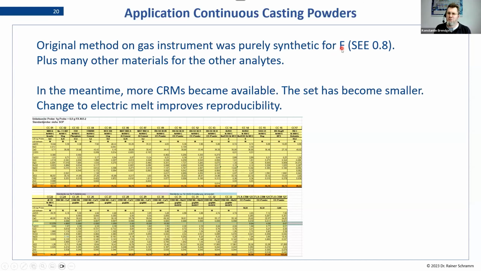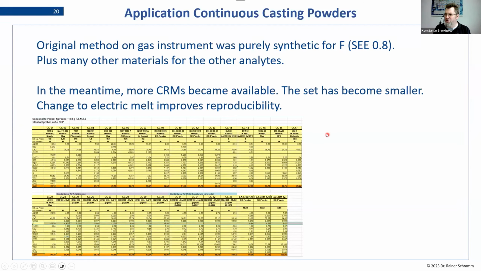Especially the calibration for fluorine was purely synthetic. We basically used CaF2 and a few samples to mix our calibration. So it was kind of artificial, if you want to call it. And we used other, different materials to fill the gaps.